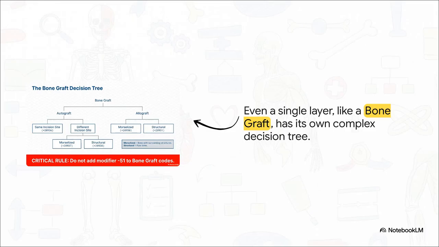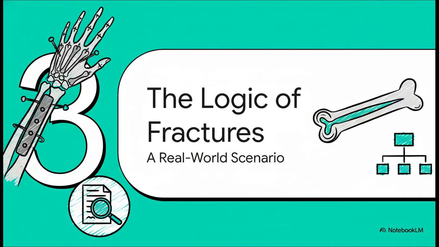And if you zoom in even closer, you'll see that even a single layer, like that bone graft we mentioned, has its own complex little playbook. A coder has to follow this whole decision tree just to figure out the right code. Was the bone from the patient or a donor? Was it taken from the same incision? Each path leads to a unique final code. It's incredibly detailed.